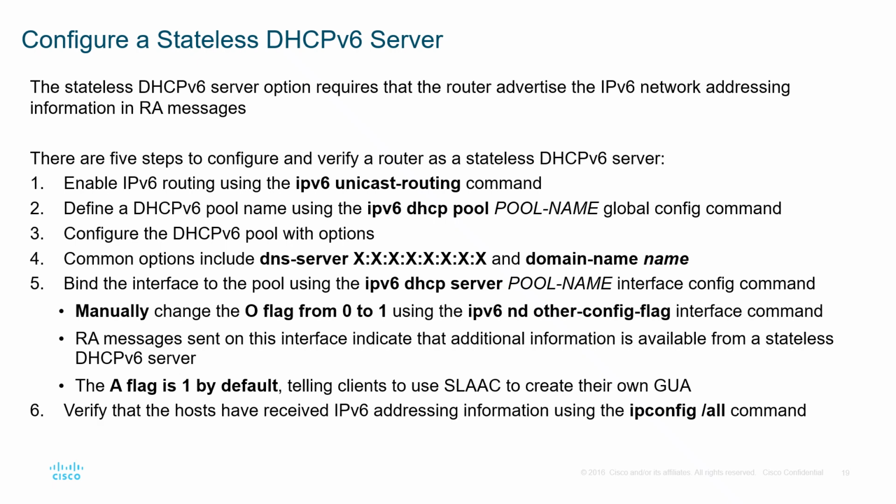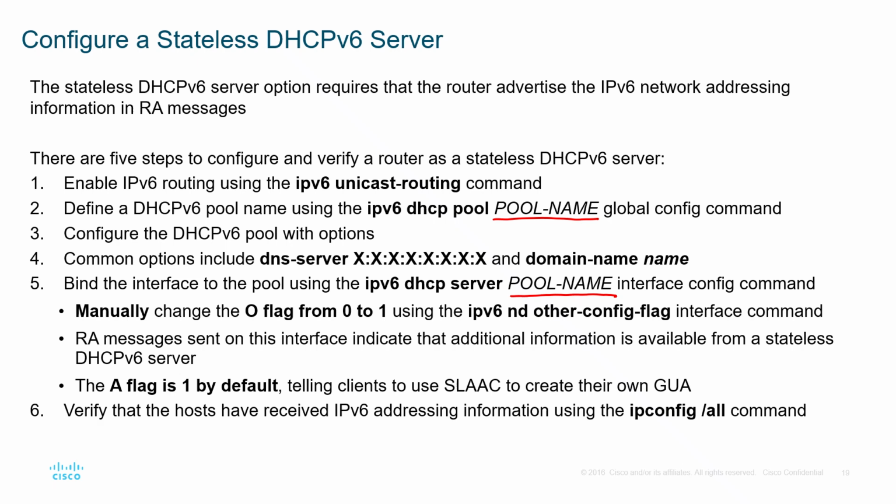Configure your options for the pool. You configure your DNS server and your domain name. You bind the interface to the pool with the ipv6 dhcp server pool-name command. So again, remembering, these two have to match. Whatever you put here has to match whatever you put here, or DHCP will not function. So case sensitivity is important.